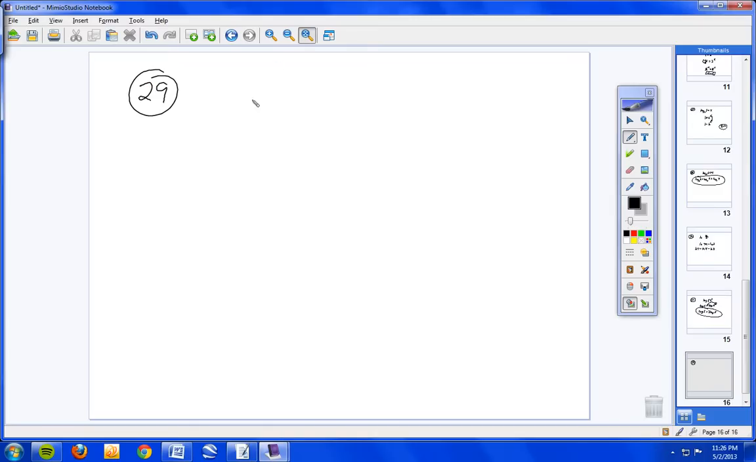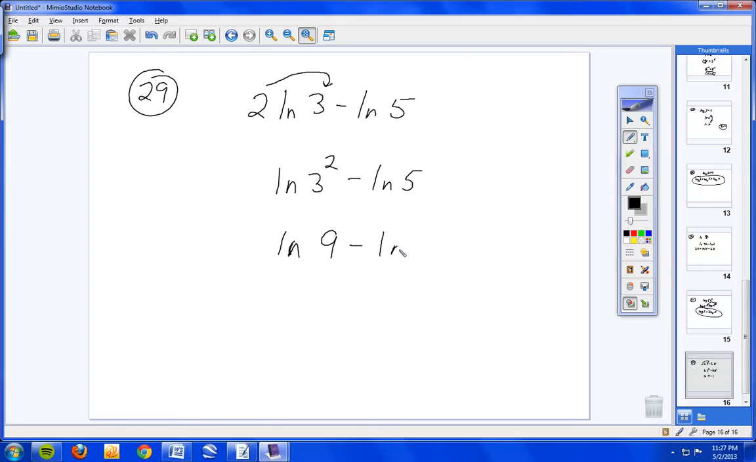Number 29, condense. So now we're going to go backwards. These are harder here. We're going to take these and go backwards. Now the first thing you want to do, if there's any numbers out front, like this 2 here, you want to move them back to the exponent. So now I have natural log of 3 squared minus natural log of 5. Now we all know 3 squared is 9, so I really have the natural log of 9 minus the natural log of 5.